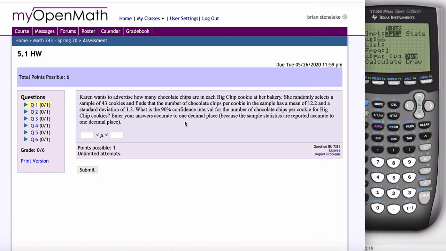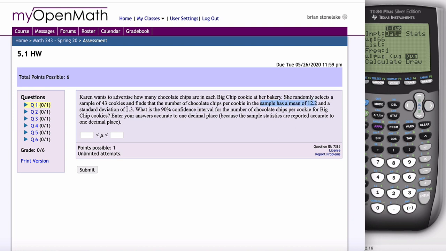So for this first one, I mean, you can read through the whole thing if you want, but I think pretty quickly you'll realize that what they're asking for here is a confidence interval. Looks like they want a 90% confidence interval. And if you're going to make a 90% confidence interval, you need to know x bar, so the sample average. It looks like they're giving that up here.